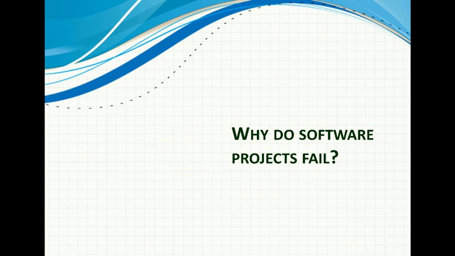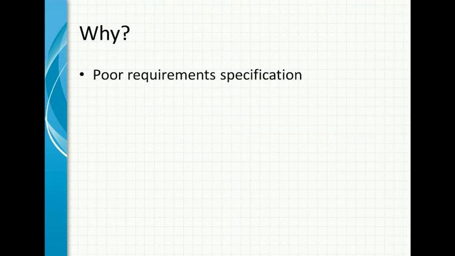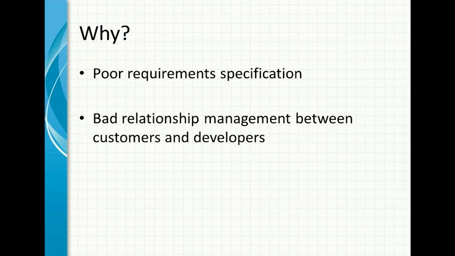So why do some software projects fail? And you're probably thinking, I already know the answer to that because they're not doing usability research and testing. Well, that's part of it. But they have poor requirement specifications to begin with. They don't know what the users want. They have bad relationship management between the customers and the developers.